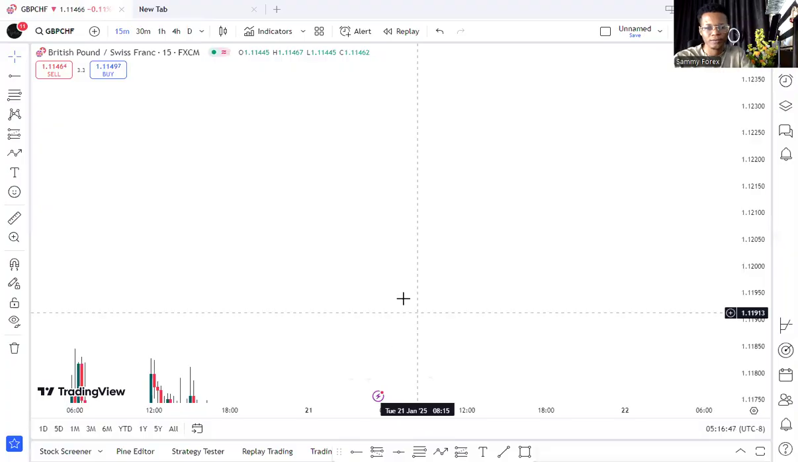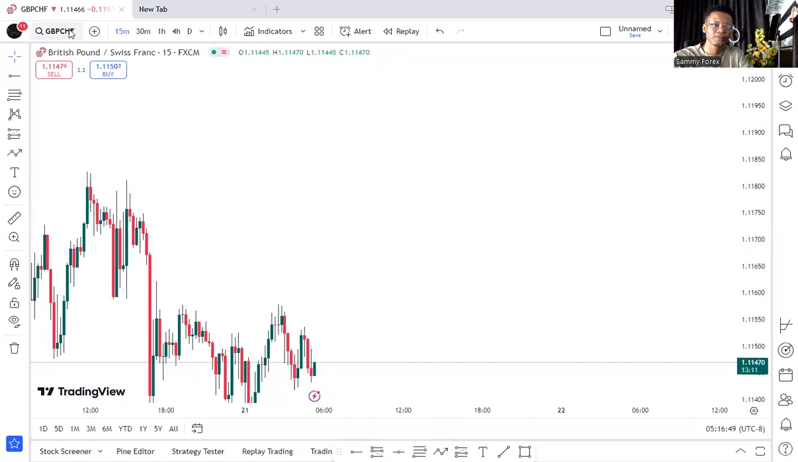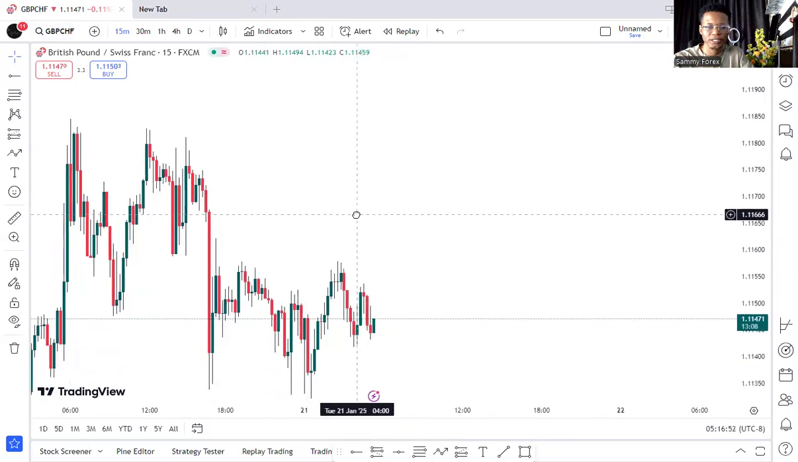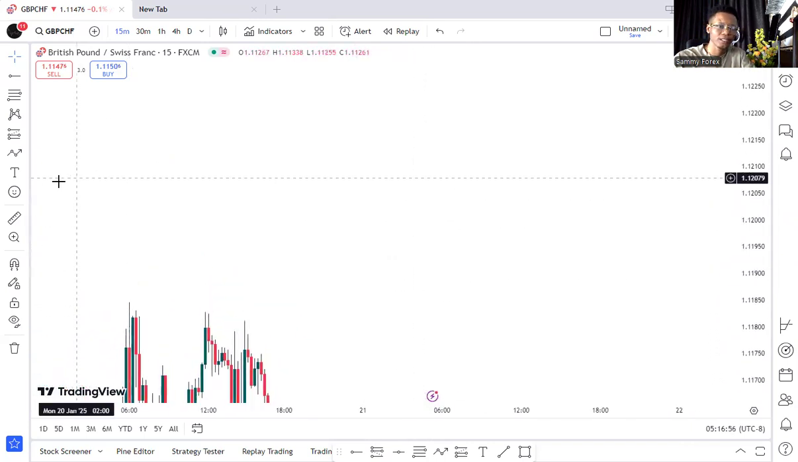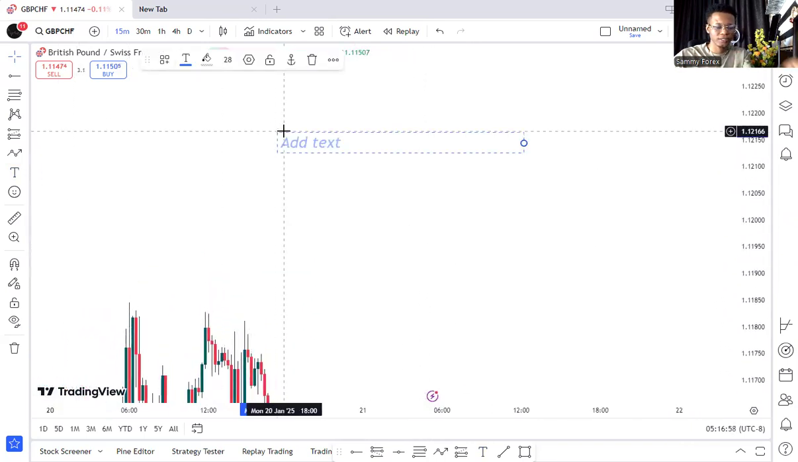Let's start. Okay, let me share the video so we'll get started. Okay, this is it. I'm currently on the GBP CHF. You can see it's GBP CHF. And so I'll be discussing the market structure. So this is it.